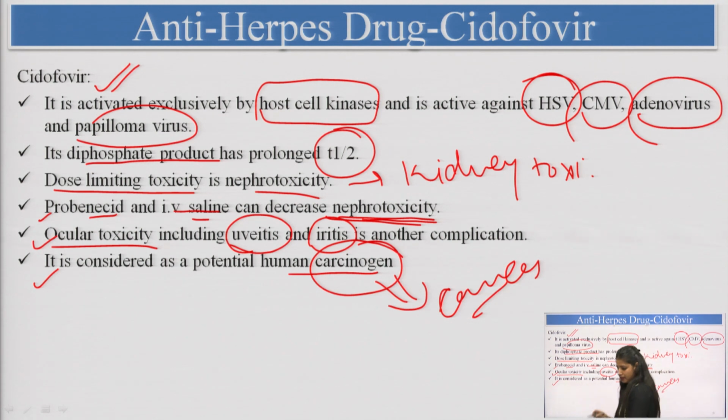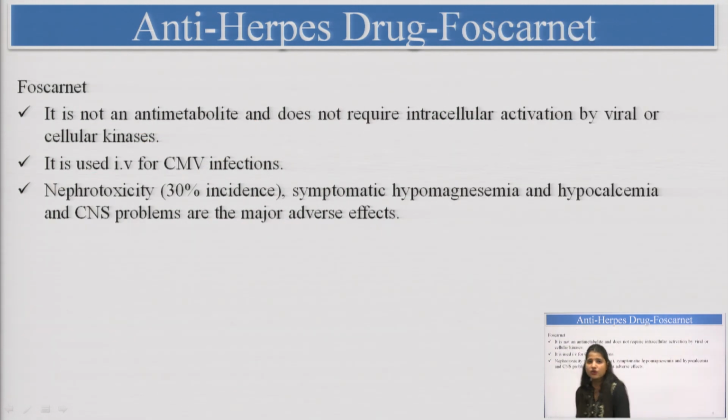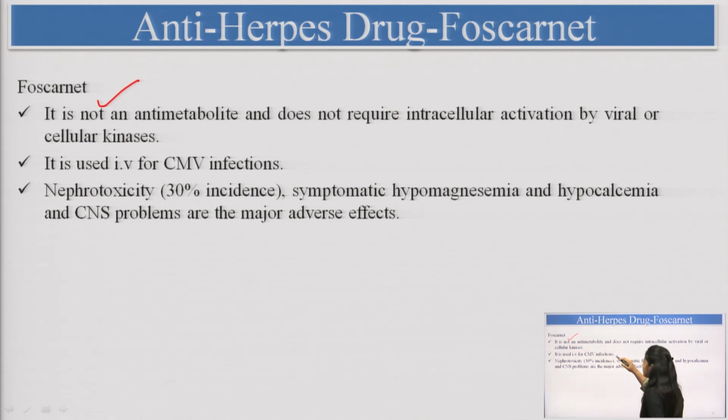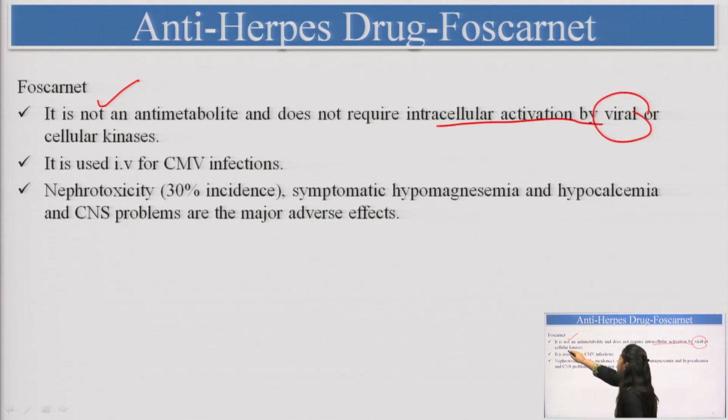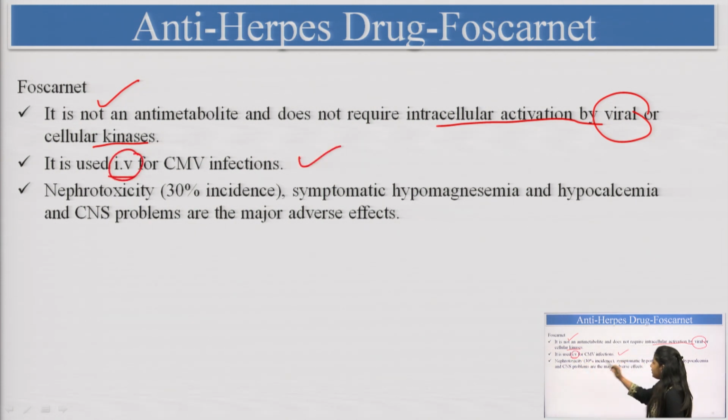Apart from it, Foscarnet. Foscarnet is not an anti-metabolite and does not require intracellular activation by viral or cellular kinase. It is active by itself. It does not need to change into diphosphate or triphosphate compounds. Okay. It is effective intravenously for cytomegalovirus infection.